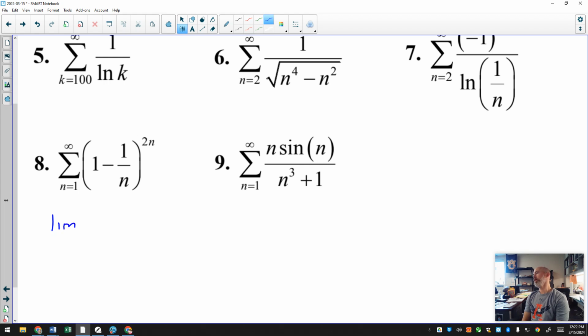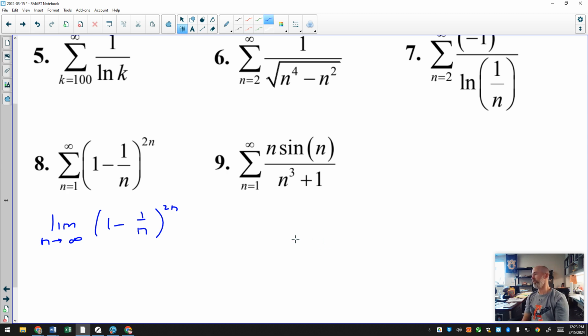Okay. The limit as n goes to infinity of (1 minus 1 over n) to the 2n power. If you do the nth term test, in order for this series to converge, the terms have to approach 0, right? Now, if the terms approach 0, that does not mean the series converges. But if the terms do not approach 0, then the series definitely diverges.